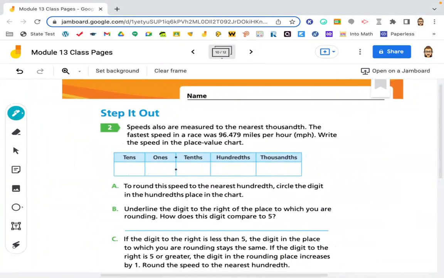Okay, so the speeds are also measured to the nearest thousandth. The fastest speed in a race was 96 and 479 thousandths miles per hour. Write the speed in the place value chart. So I'm going to go 96 and 479 thousandths. To round the speed to the nearest hundredth, circle the digit in the hundredths place in the chart. So that would be the 7. Then underline the digit to the right of the place to which you are rounding. And how does this digit compare to 5? Well, 9 is greater than 5.